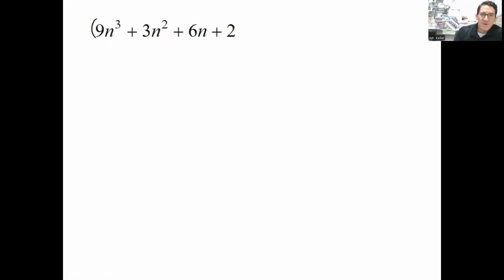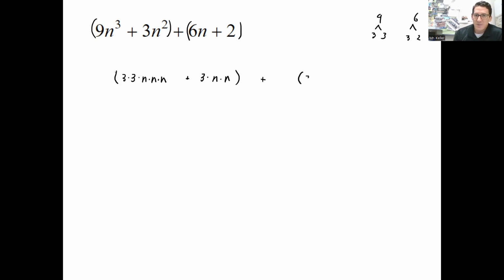So I'm going to do first 2 terms together, last 2 terms together. I'm going to then split this up. So 9 is 3 times 3, and then n cubed is 1, 2, 3 n's, plus 3 times n squared, plus 6 is 3 times 2. So 3 times 2 times n, and then plus 2, that's just going to be 2.